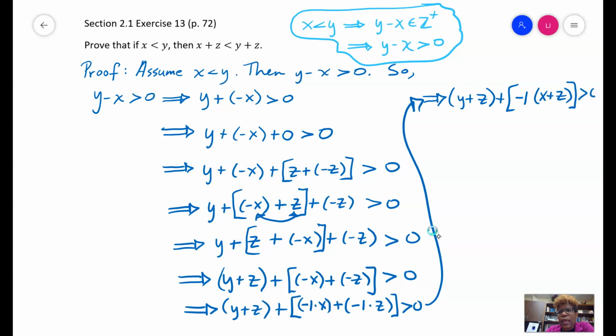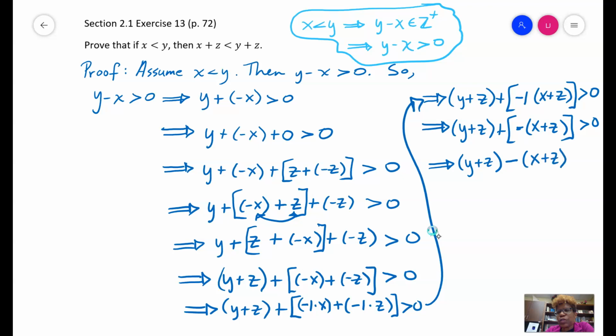And what property are we using there? We're using the distributive property. It says that those two are equal. We have y plus z plus, well, I know that this is just negative x plus z. Not from our definition, but from a previous problem that we did. And this is just the inverse of x plus z. So when I'm adding the inverse of x plus z, I end up with subtraction of x plus z.